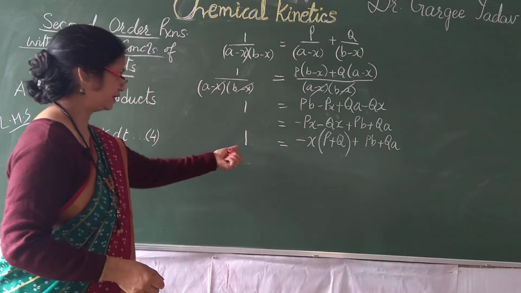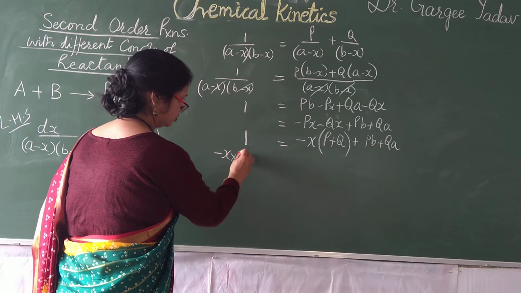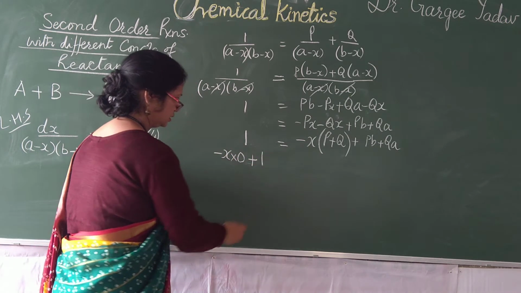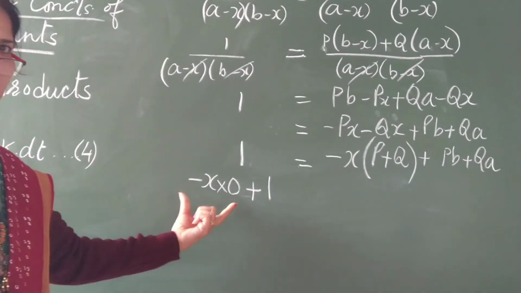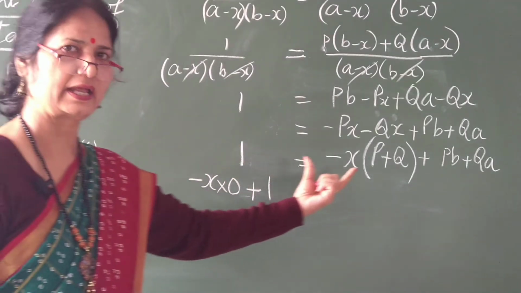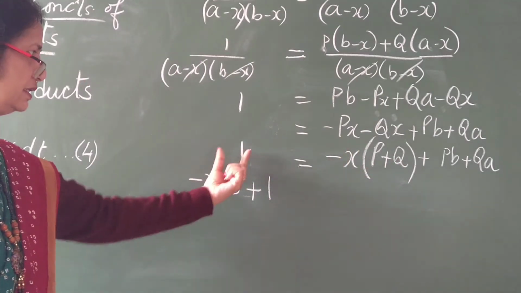Now we can write 1 in this form also: minus x multiplied by 0 plus 1. If you calculate it, it will come out to be 1. And we are doing this to simplify so that we can arrive at some conclusion. We can solve this equation. We are bringing it in this form.